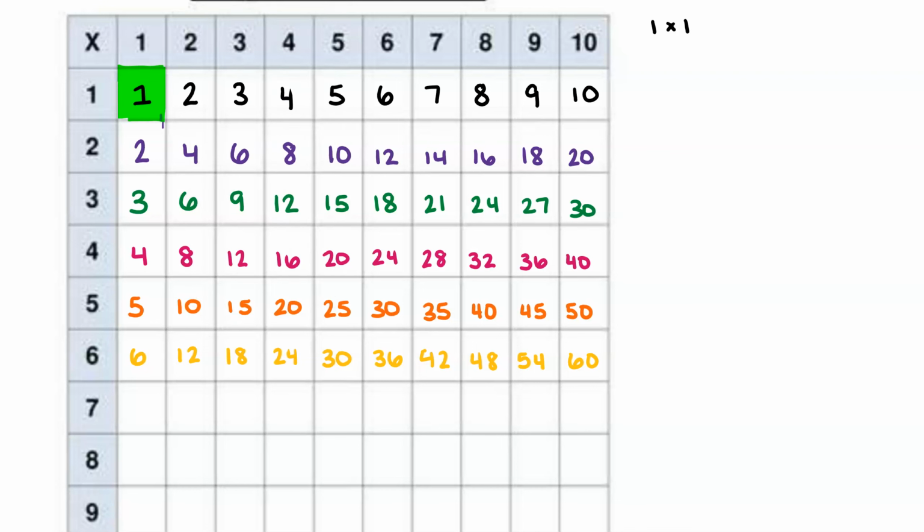Okay, row 7. So we're counting by 7s. So 7 times 1 is 7. 7 times 2 is 14. 7 times 3 is 21. 7 times 4 is 28. 7 times 5 is 35. 7 times 6 is 42. 7 times 7 is 49. 7 times 8 is 56. 7 times 9 is 63. And 7 times 10 is 70. So each time we're going up by 7.